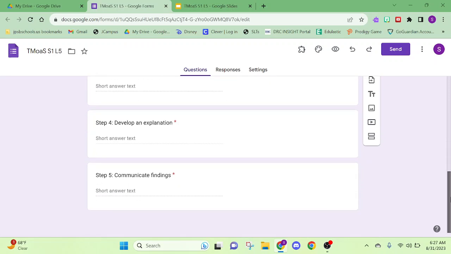And then communicate findings. Who were the 2 people communicating? It was Richard Feynman and his father. I can go ahead and tell you that's going to be the answer to your step 5. Richard Feynman and his father.